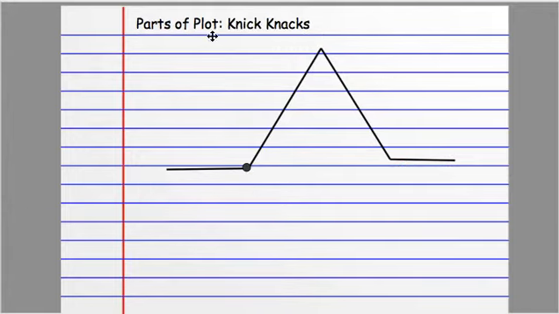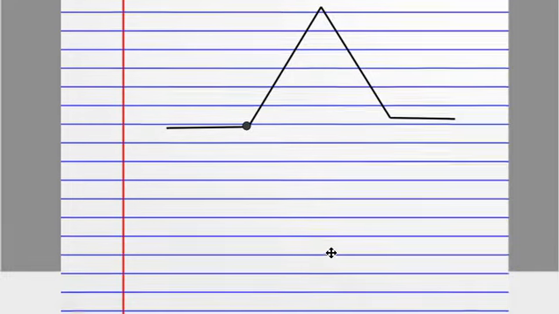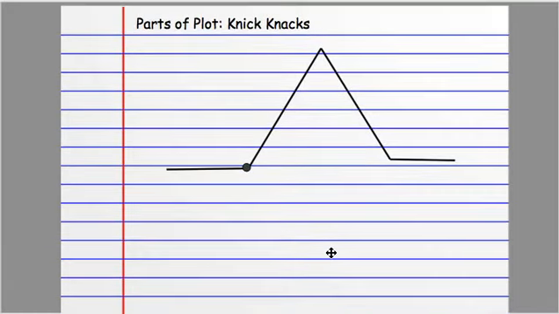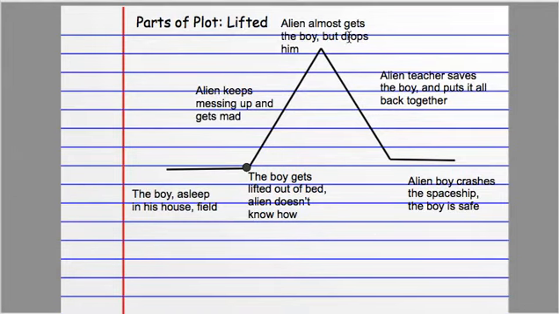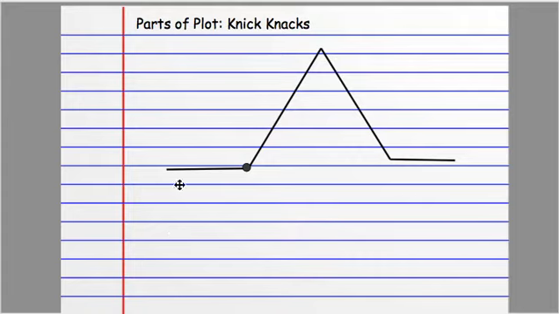The next thing I want you to do is do another little mountain. You can do this at the bottom of the page if you have room. You don't have to take up another page if you don't need to. And you're going to do parts of plot, Knickknacks. This one you're going to watch on your own and fill out the different parts. You can do this with your partner or on your own. But just like we did up here, and I would even use this as an example, I want you to fill out what you think the different parts of Knickknacks are.